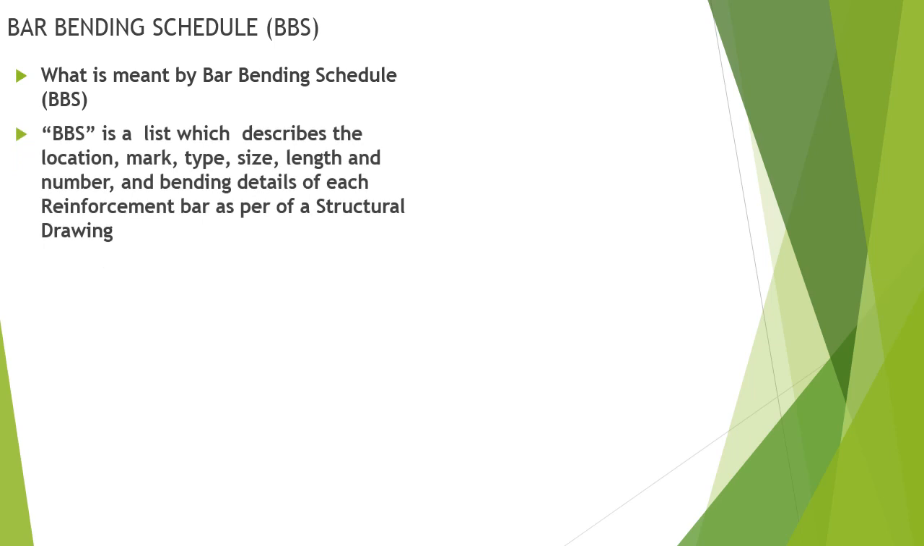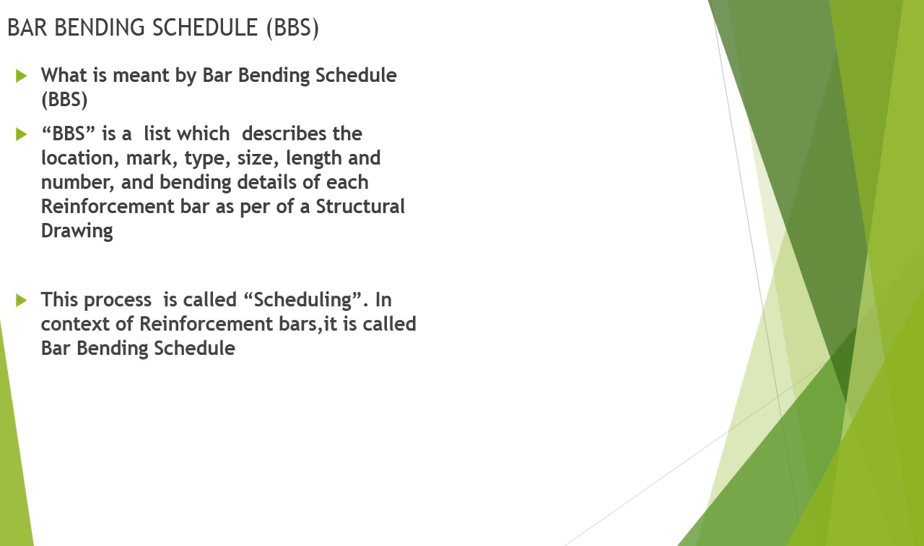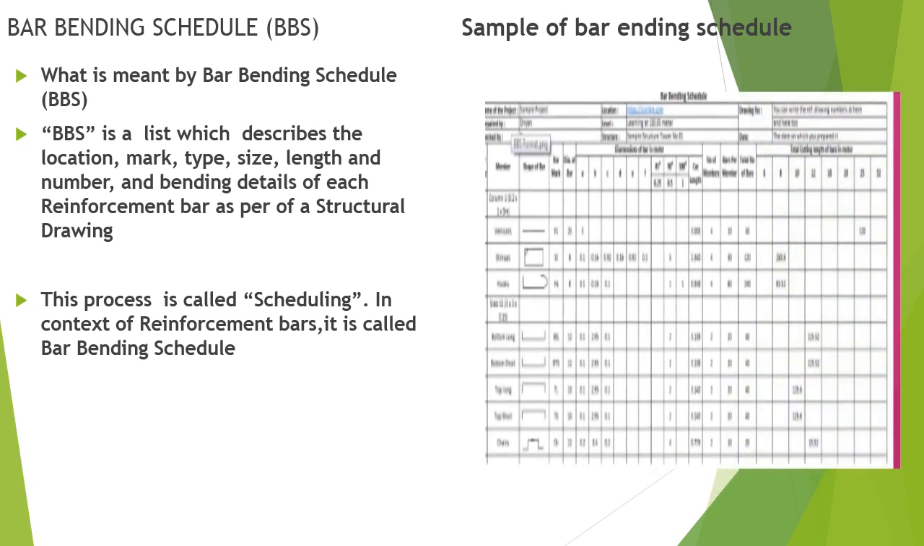What is meant by a bar bending schedule? A bar bending schedule identifies the bar shapes, sizes, marks, etc. as mentioned in the structural drawing. The process is called scheduling. Sample of a bar bending schedule: the attached image will give you a brief idea about how to prepare a bar bending schedule.